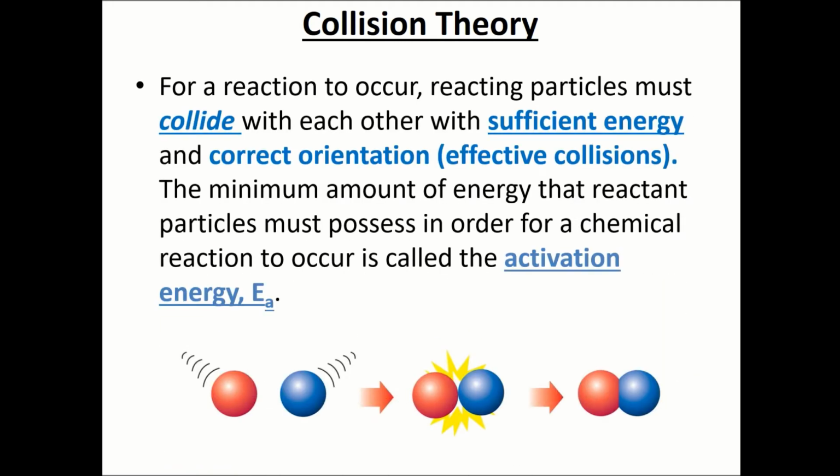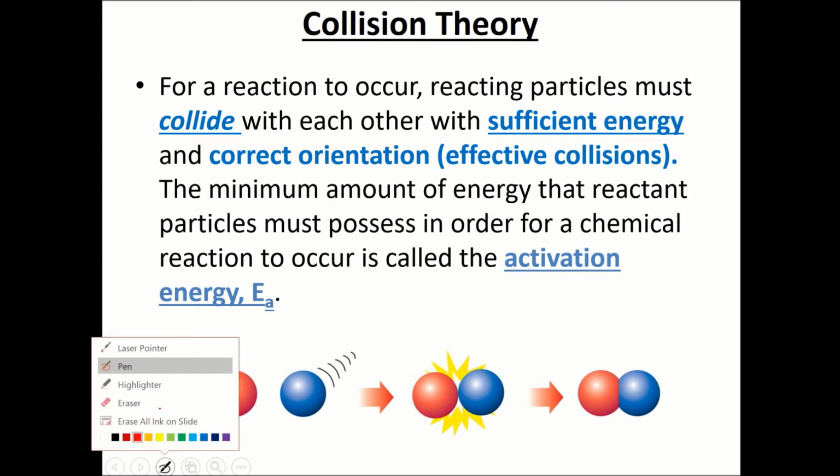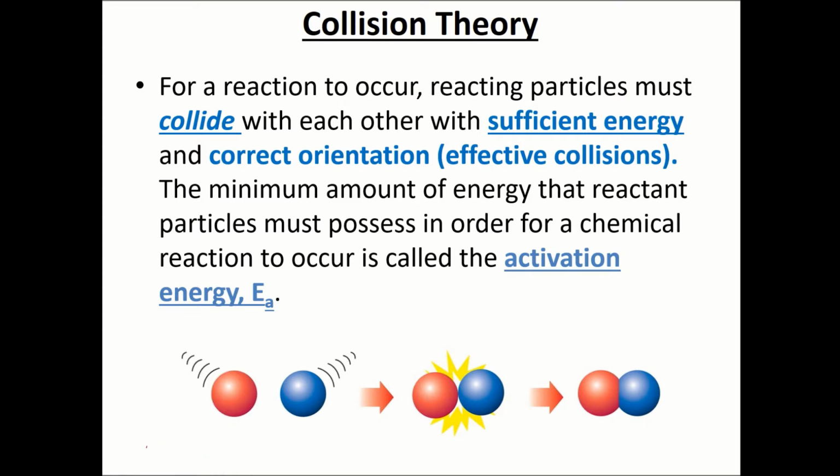Collision theory is basically stating that for a reaction to occur, the reactant particles must collide, meaning they must meet each other, and they must have sufficient energy. Okay. Now remember in the chapter of energy changes, we have learned this thing called the activation energy, which is the minimum amount of energy that the reactant particles must have in order for chemical reaction to take place.